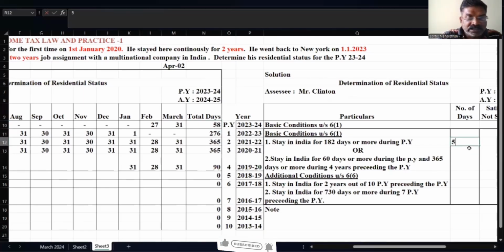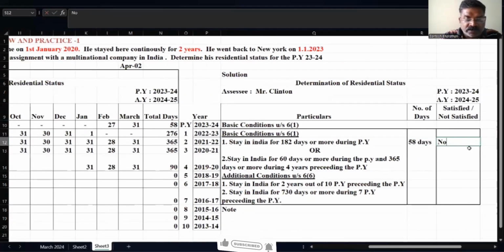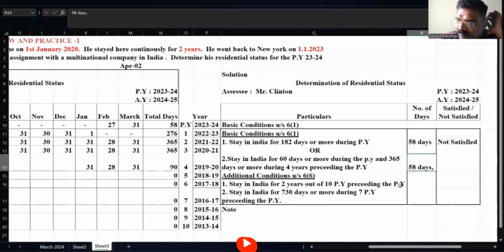I'll mention in this column, I'll say as 58 days, his stay was there. Okay, here not satisfied. Okay, he has not satisfied. The second condition, or it says one more condition, it states that stay in India during 60 days or more and 365 days or more during the 4 years preceding the previous year. That means for the first, instead of 60 days he has stayed only for 58 days. Then he has not satisfied again. 60 should be there. He is there only for 58 days.